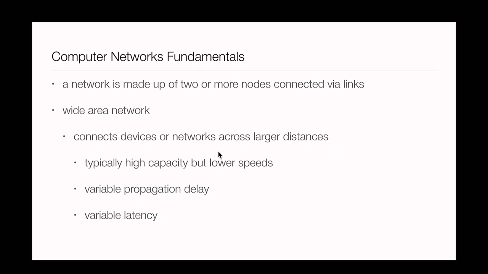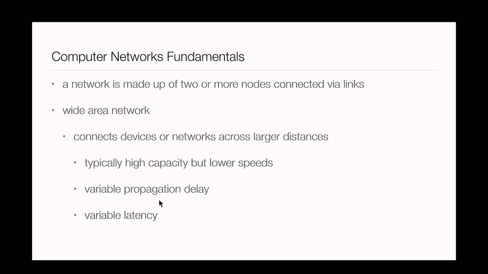Queen's University is probably organized as a wide area network. Each individual building or department is probably a local area network, or several local area networks, all connected to one another via a wide area network. In wide area networks like the internet, the capacity is very high. The amount of information you can transmit over the internet is enormous, but the speed is typically lower than what you get over a local area network.